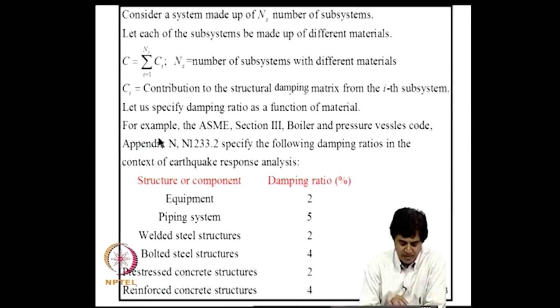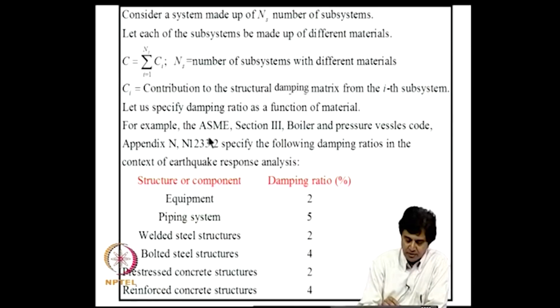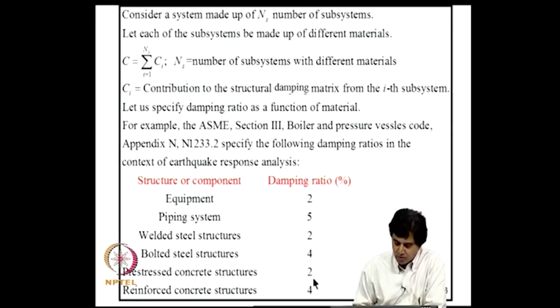Now, what we will do is, let us specify damping ratio as a function of the material. In fact, this is what is done in some design practices. For example, the ASME Section 3 boiler and pressure vessel code specifies the following damping ratios in the context of earthquake response analysis of industrial structures. If the structure is equipment, it is 2% damping, piping system 5% damping, welded steel structure 2% damping, and so on and so forth. So, this way of describing damping, that is modal ratios as a function of material, is an alternative way of specifying damping.